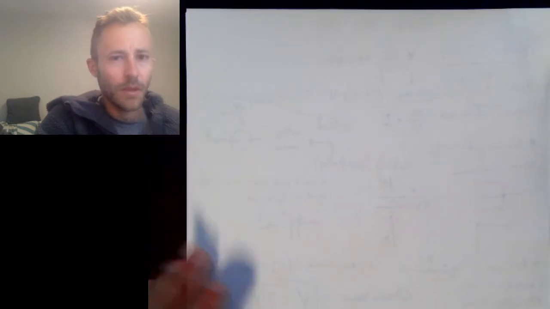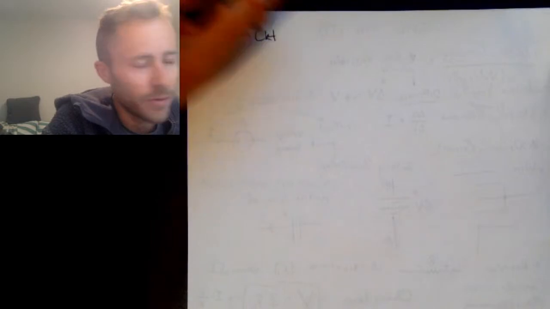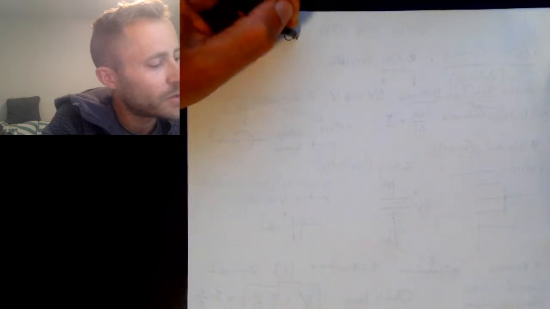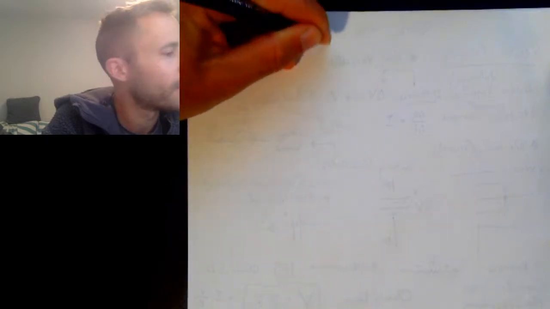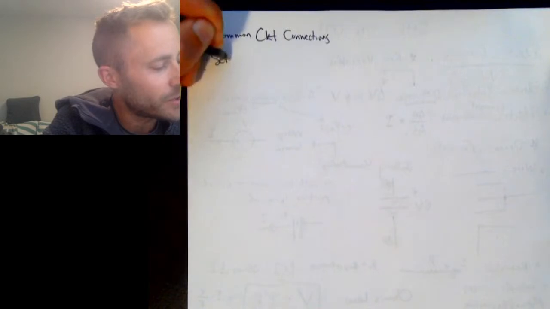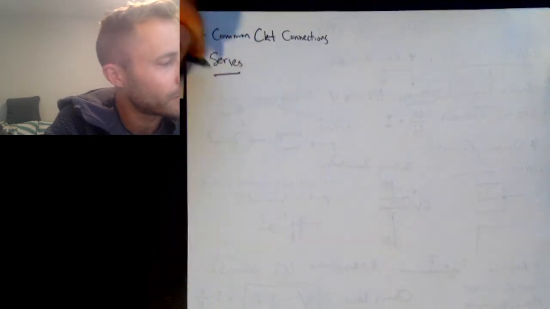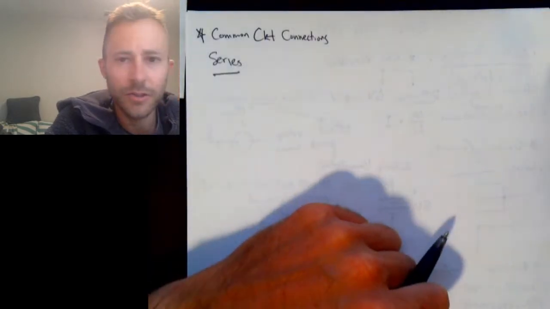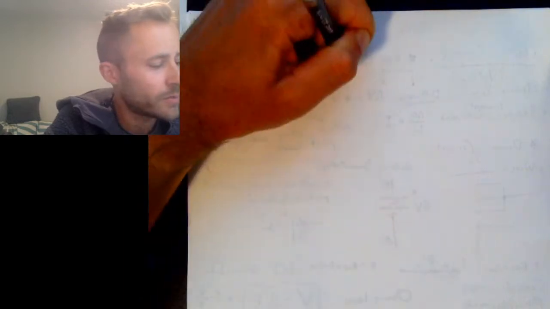Okay, so let's talk about some common circuit connections. I'll abbreviate circuits as CKT sometimes. Common circuit connections. One common type of connection is called a series connection. And a series connection looks like this.